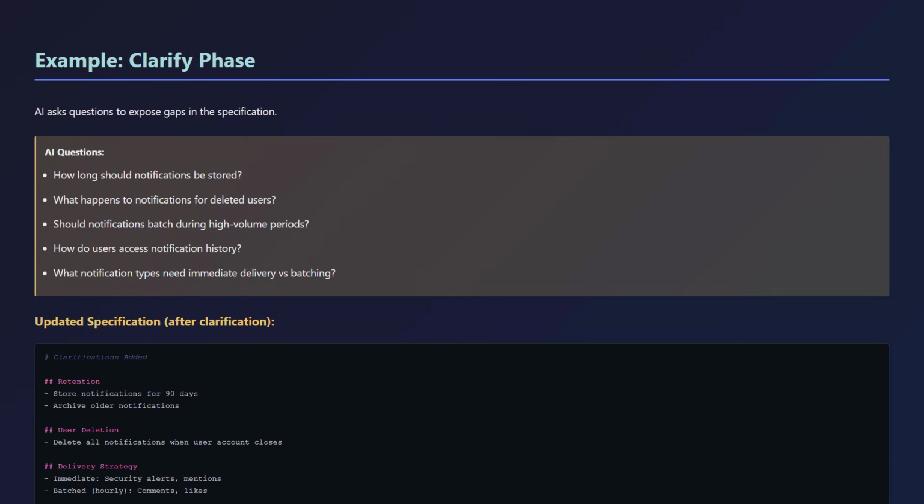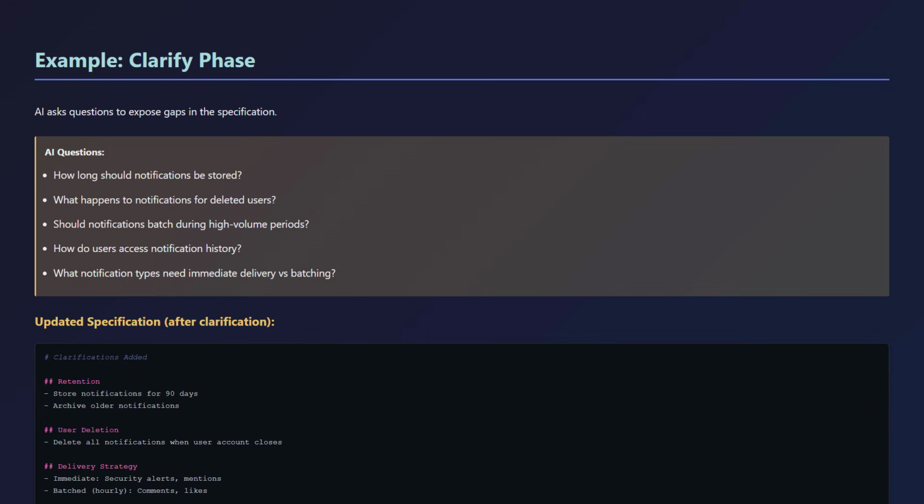Now we reach the clarify phase, and this is where things get interesting. The AI asks questions to expose gaps in our specification. How long should notifications be stored? What happens to notifications for deleted users? Should notifications batch during high-volume periods? How do users access notifications history? What notification types need immediate delivery versus batching? These are excellent questions.